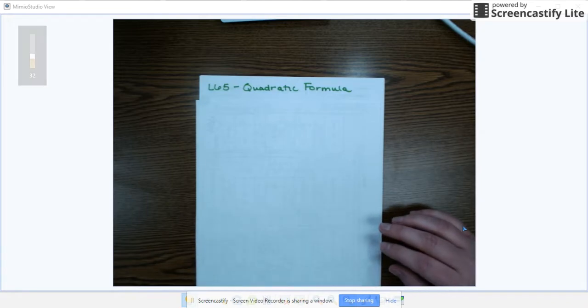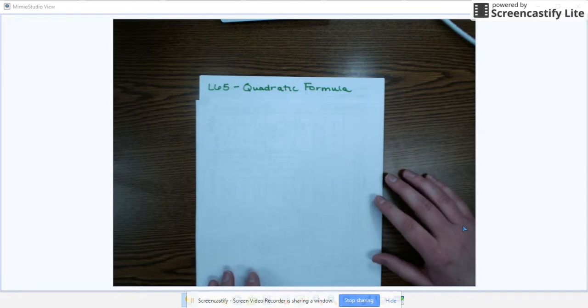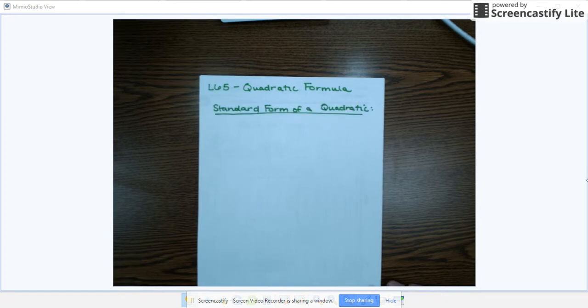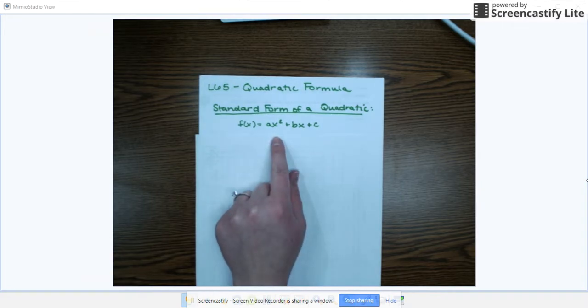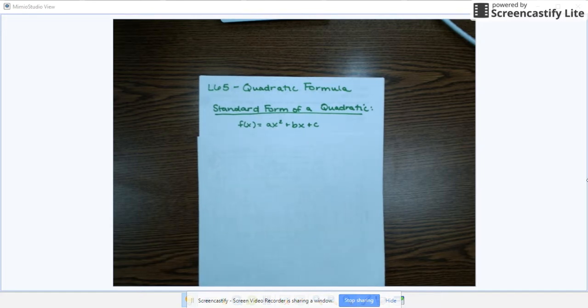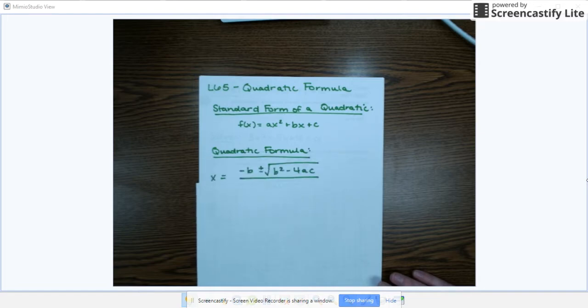All right, today we are going to talk about the quadratic formula in lesson 65. This is going to be a review from earlier in the year. Just a quick reminder, we have to get our quadratic function in standard form. And then we will use the a, the b, and the c to help solve.